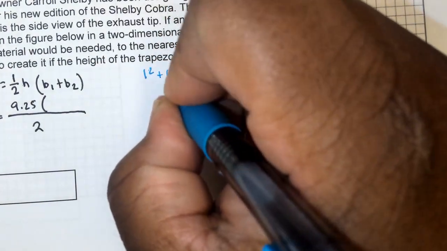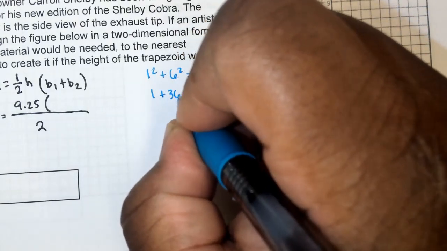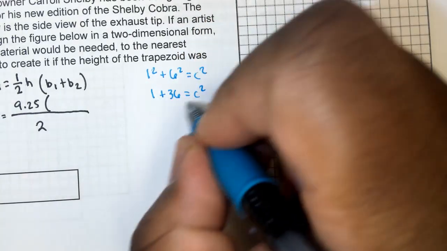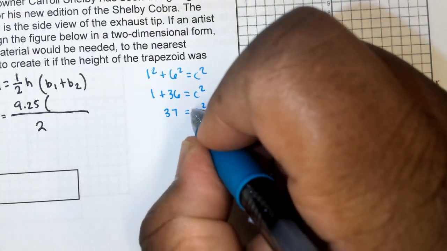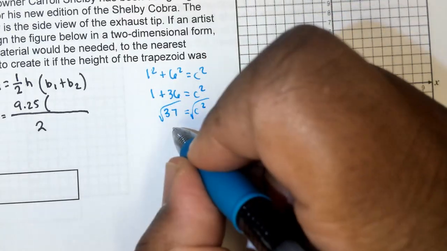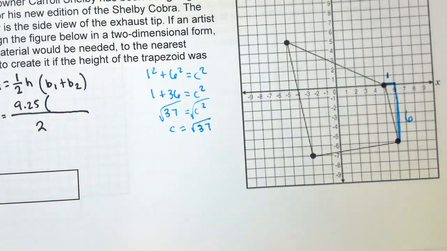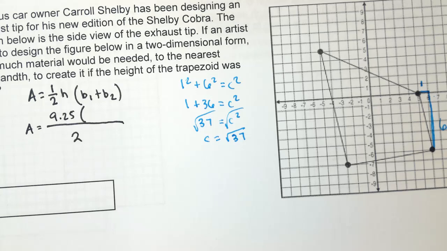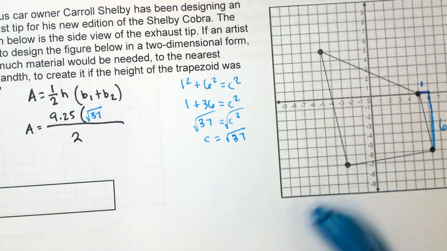1 squared plus 6 squared equals c squared. 1, 36, c squared. Add those together, 37 equals c squared. I know I can't take the square root of 37. It's not going to come out clean. So I'm going to leave that at square root 37. Square root 37, and then I'm gonna find my other base.